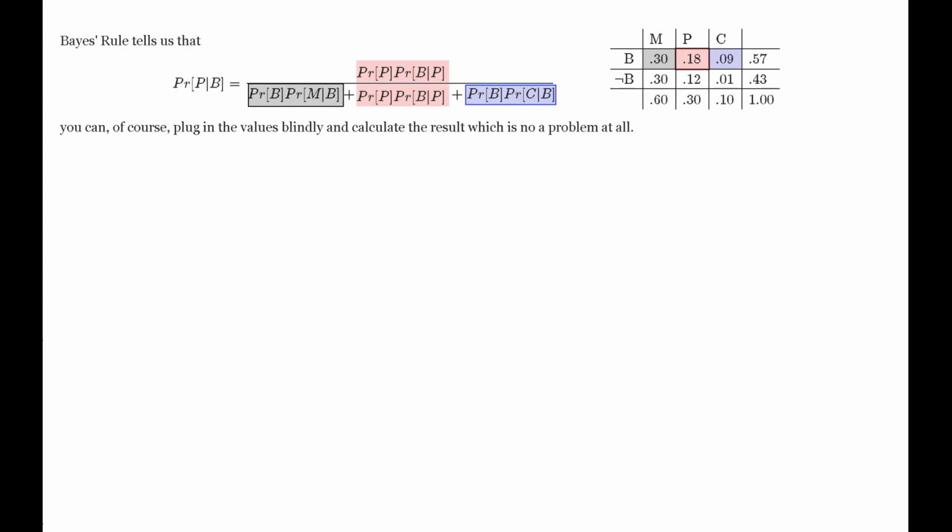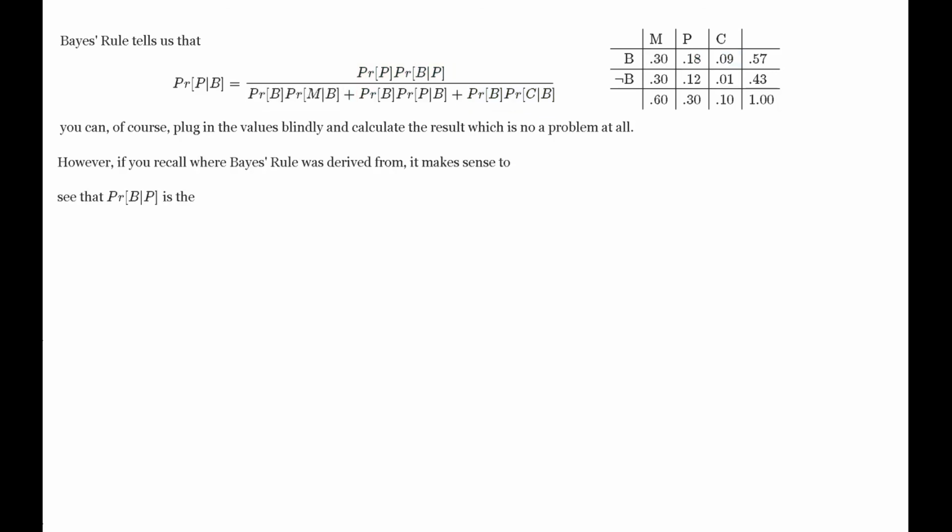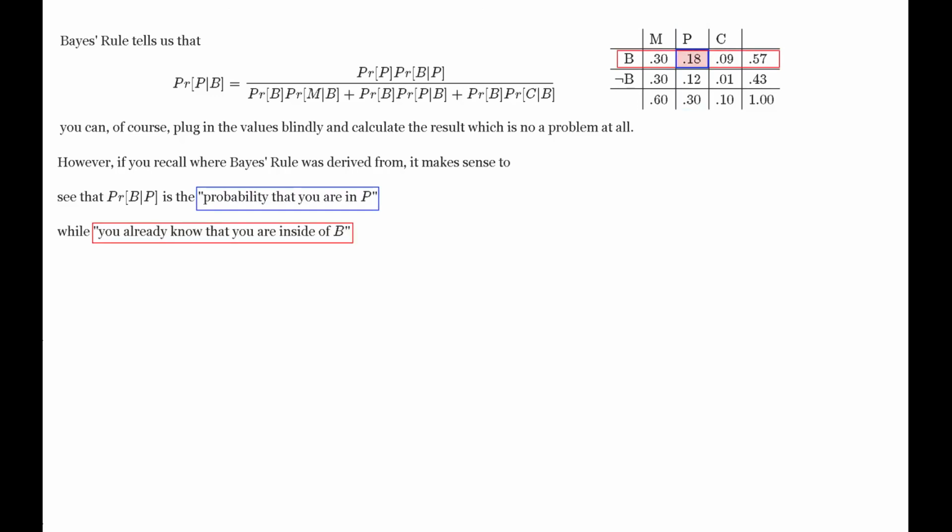Bayes' rule tells us that the probability of P given B is all this messy fraction right here. You can, of course, plug in all the values blindly and calculate the result, which is not a problem at all. However, if you recall where Bayes' rule was derived from, it makes sense to see that the probability of B given P is the probability that you are in P while you already know that you are inside of B. So, numerically, you can confirm the following.